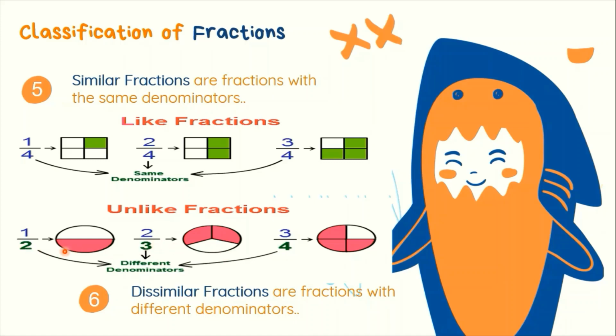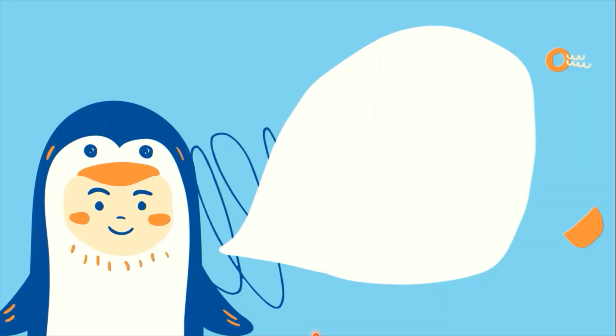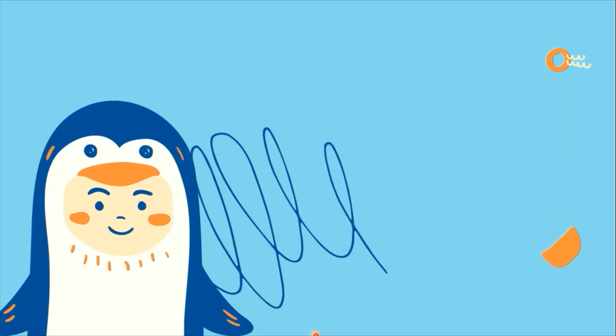Iba-iba yung denominator. Merong mga cases na pwedeng magkapare-pareho yung numerator, pero yung denominator ay magkakaiba pa rin. These are still called dissimilar fractions or unlike fractions. Ang ating laging basihan ay yung denominators. Now that we know the basics of fractions, let's go to another example of rational numbers, the decimal numbers.